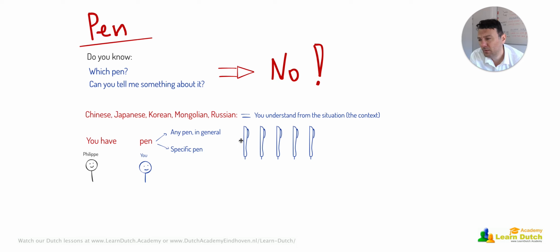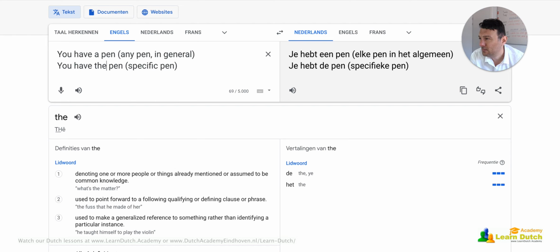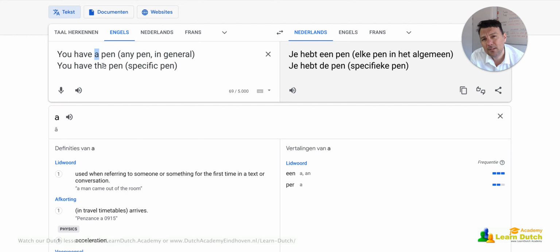So how would Russians, Mongolians, Koreans, Japanese, or Chinese understand each other? They would understand each other from the context, from the situation. But how does it work in English? Like I said, you miss something there. What do you miss? You're missing this little word, a. I have a pen. What does it mean? The meaning of this word is any pen, a pen in general. It's not a car, it's not a book, it's a pen.